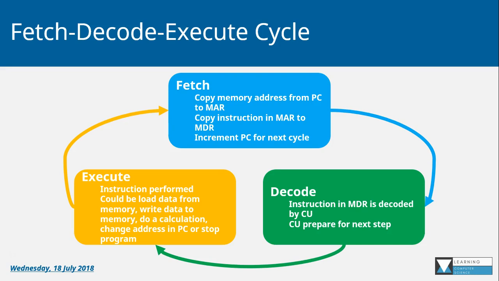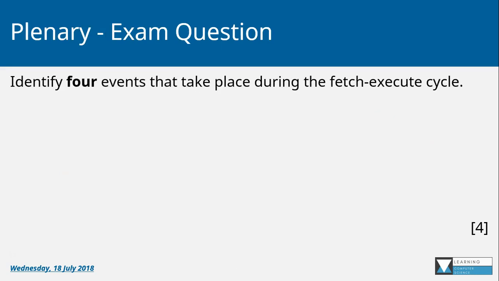So I have found an exam question that OCR have asked previously. It says identify 4 events that take place during the fetch execute cycle, and as you can see, this is a 4-mark question. When you are answering this question, make sure you've got 4 different points in your answer, because it says identify 4 events.